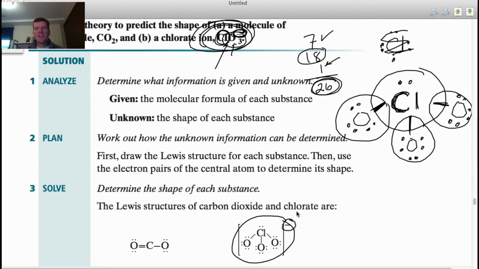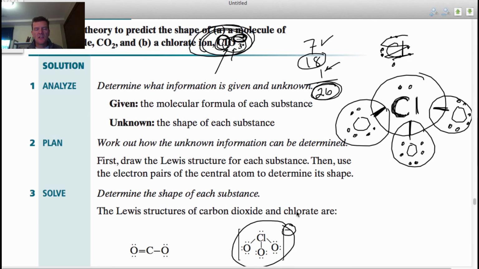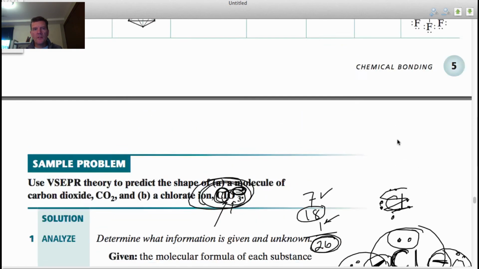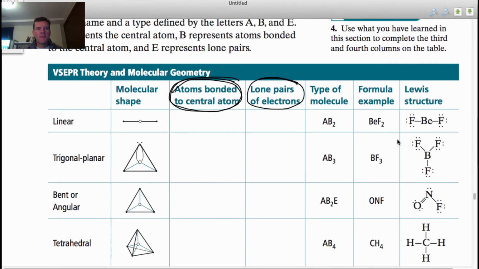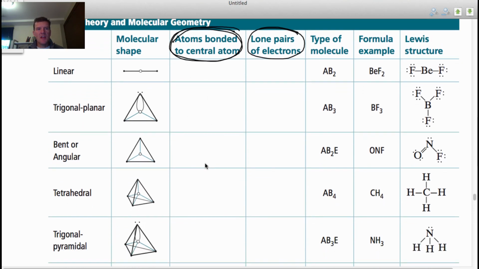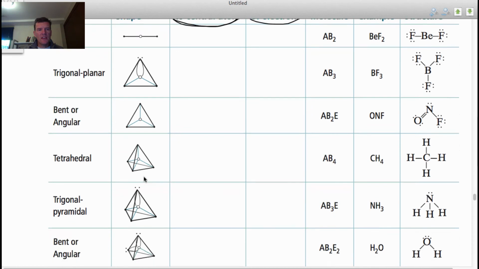Now let's talk about the shape. All you do is this. Here's how simple it is. You look at this and you say, okay, you got 1, 2, 3 bonds, 1 lone pair. You go up to your chart. You will fill this in, 3 bonds and 1 lone pair. Where is that?